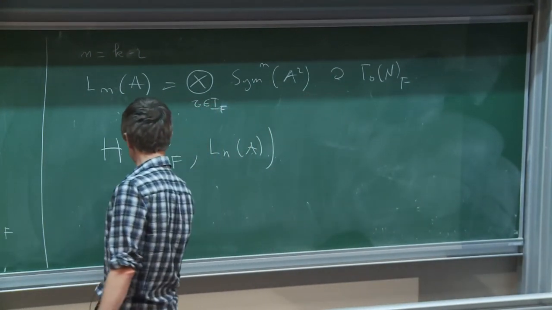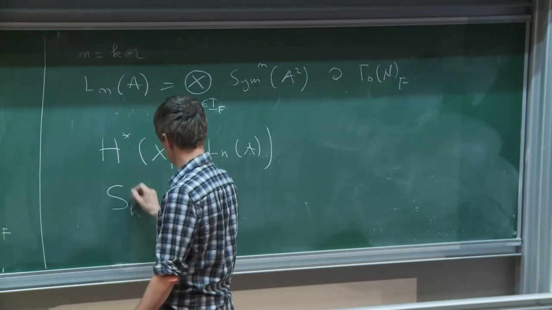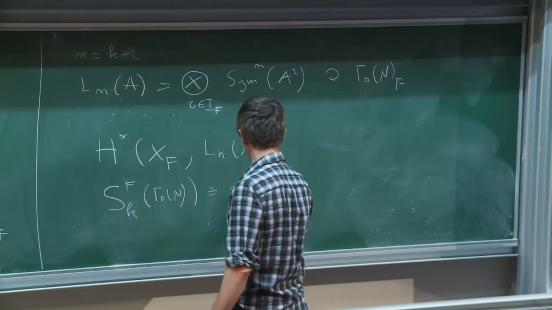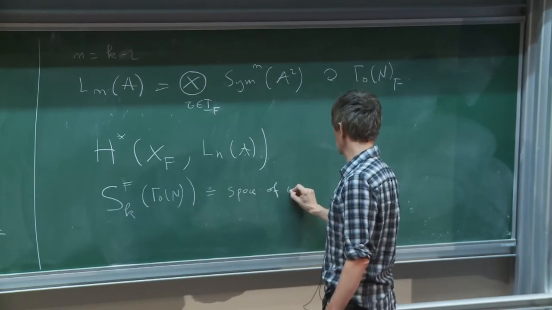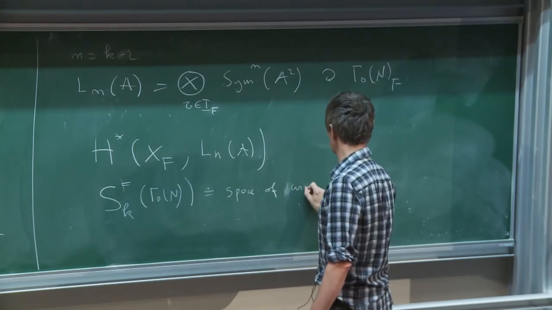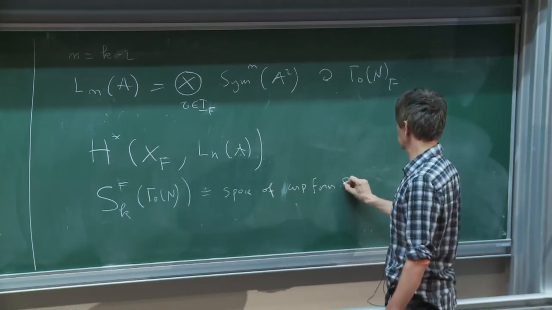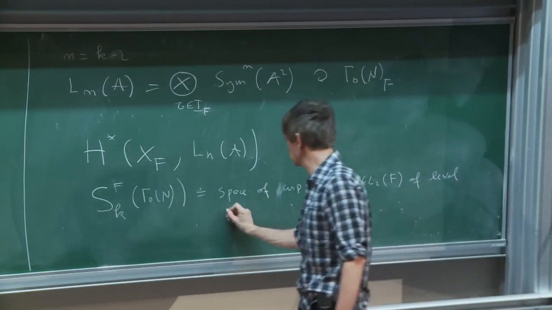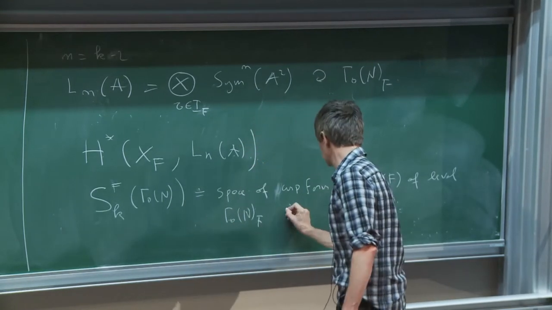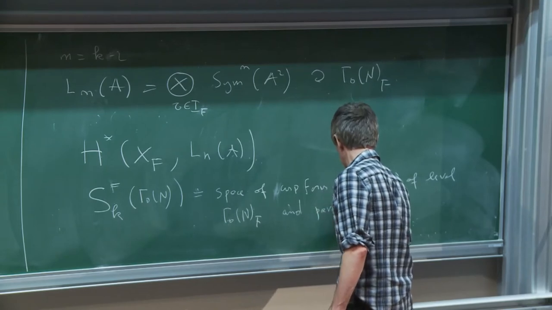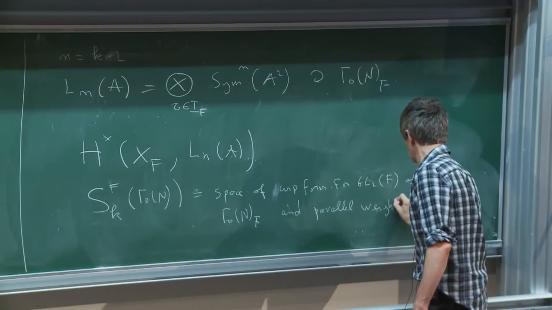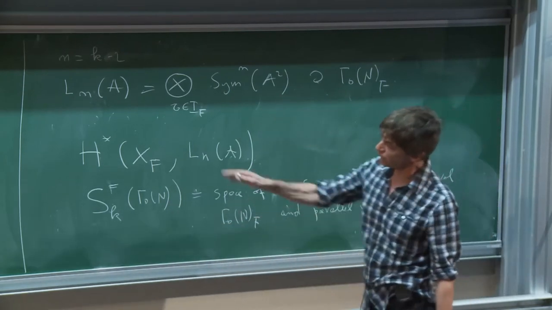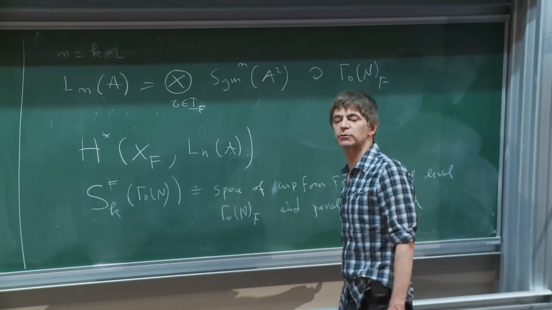We can also consider a space S_k(F, gamma_0(n)), a space of cusp forms for GL_2 over F of level gamma_0(n) and parallel weight k. If F is totally real, this is a space of Hilbert modular forms, and if F is imaginary quadratic, this is the so-called space of Bianchi modular forms.